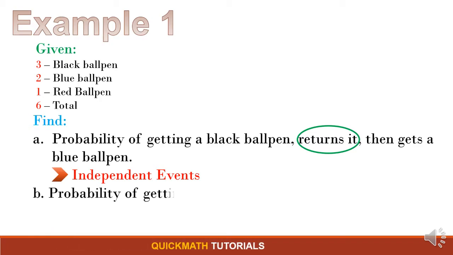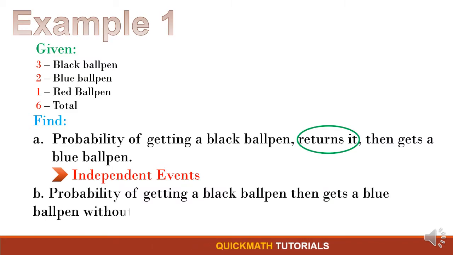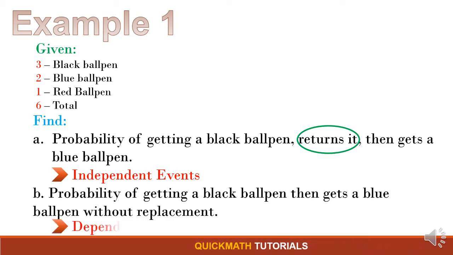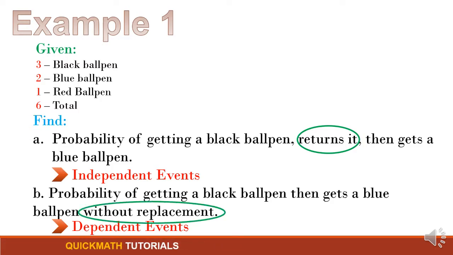Second, we will find the probability of getting a black ball pen then getting a blue ball pen without replacement. This problem is dependent events because of the words without replacement.